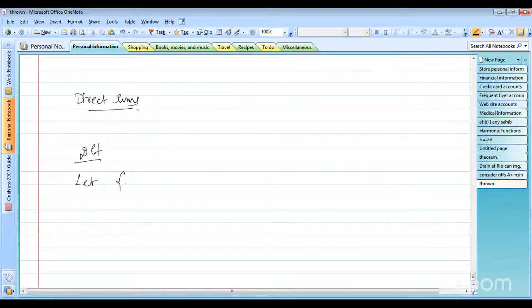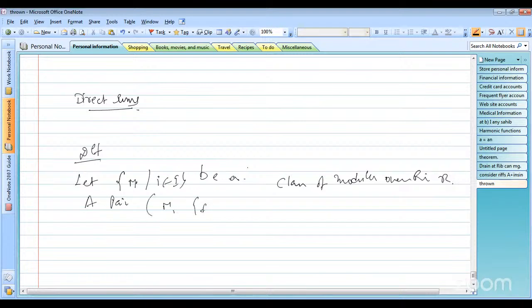Let M_i, i belongs to I, be a class of modules over a ring R. A module M with f_i, i belongs to I, is said to be a direct sum of M_i, i belongs to I, if the following are satisfied here.